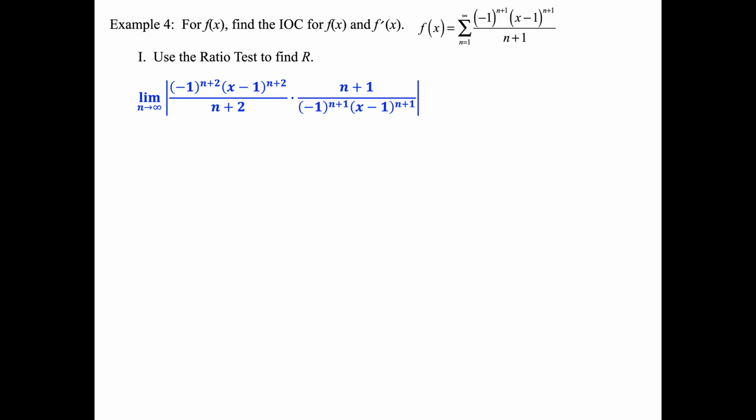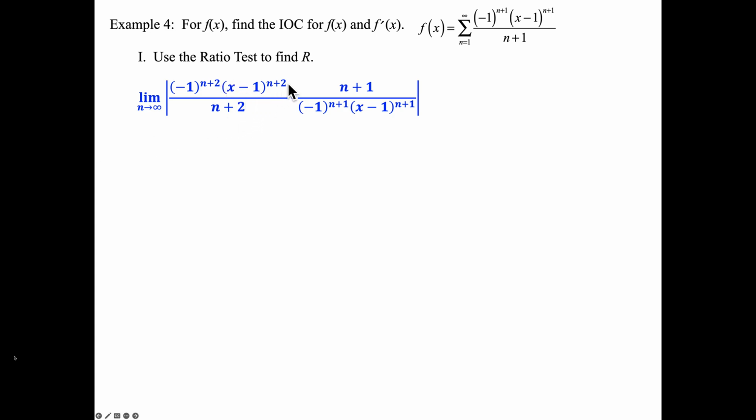All right. So use our ratio test. We've got to find the n plus 1 term, so we add 1 to all of our n's, which makes this negative 1 to the n plus 2 times x minus 1 to the n plus 2 all over n plus 2. Divide it by our sequence function, or in this case, multiply by its reciprocal. n plus 1 on the top, negative 1 to the n plus 1 power, x minus 1 to the n plus 1 power in my absolute value bars. And we'll take the limit as n approaches infinity. So let's do some cancellation here.